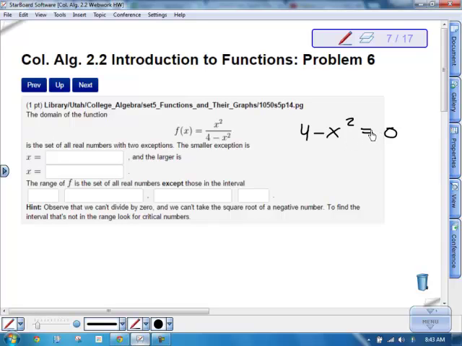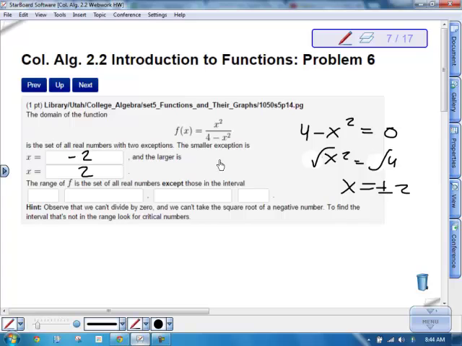So we're going to subtract 4 from both sides and get rid of the negative by multiplying through by -1, and then square root both sides. So we have an issue at plus or minus 2. Those are numbers we can't have, because if we stick in plus or minus 2, we get a 0 in the bottom, which is undefined. And that's an issue. Okay.